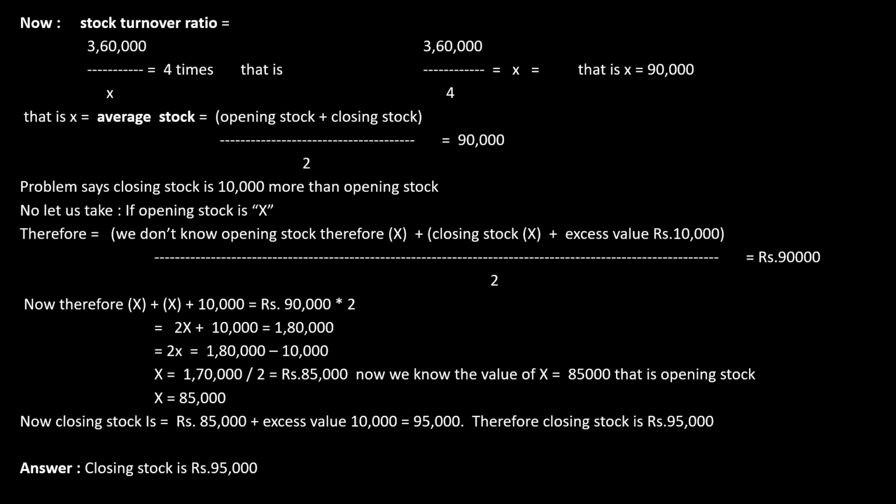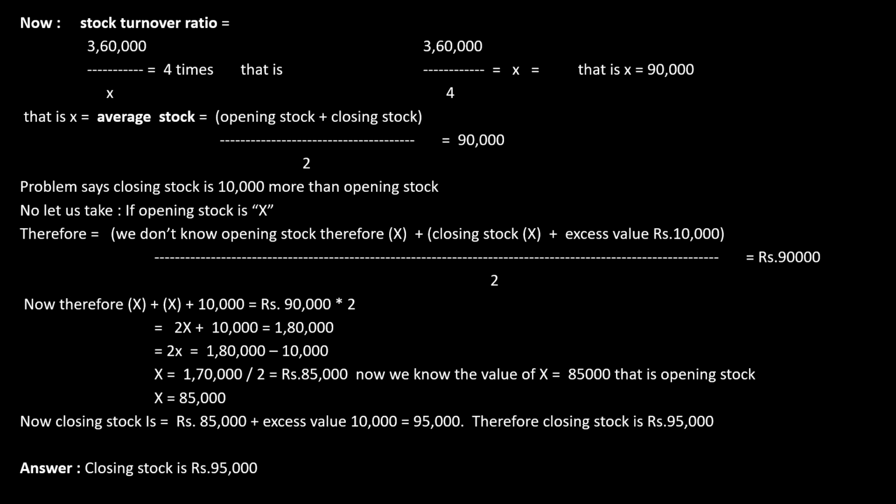What is the X here? The denominator, the average stock. So average stock will be 90,000. Now, what is the formula for average stock? Opening stock plus closing stock divided by 2. I found that the average stock is 90,000, and I will apply that in the formula: closing stock plus opening stock divided by 2 is equal to 90,000.